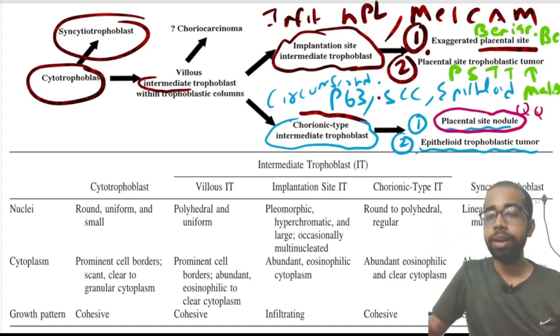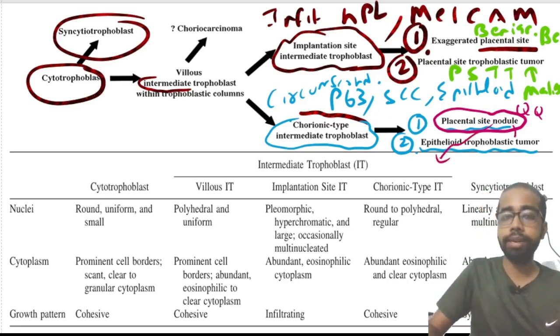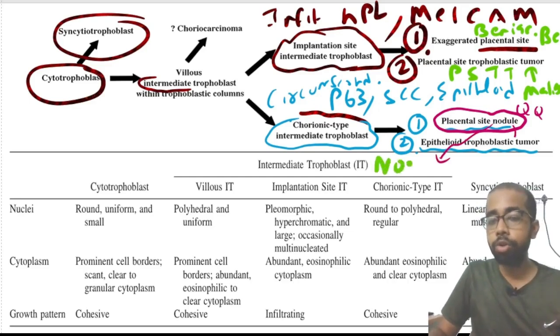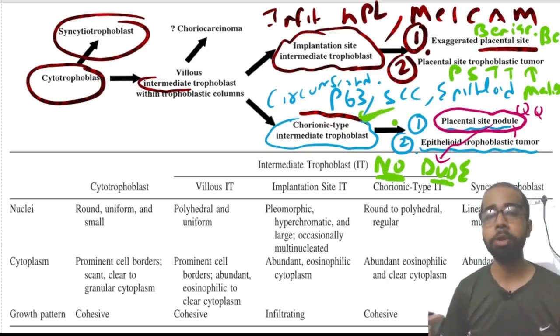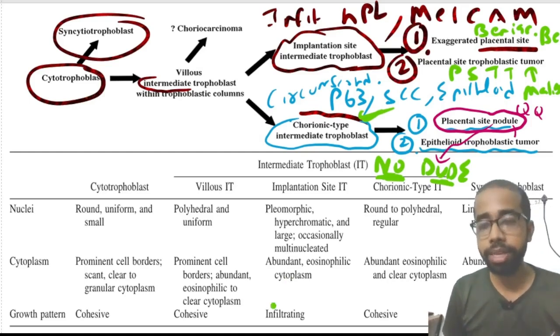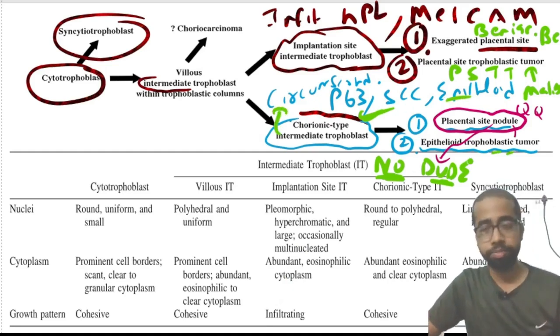You can guess that. The mnemonic I am using is that, rather than just reading placental site, please remember it as nodule. The disease is telling you it is a nodule. Don't get biased. Please don't say implantation site. I am chorionic type, right? That's the kind of mnemonic I have developed. Whenever I read placental site nodule, that's it. That's a chorionic type intermediate trophoblast. And epithelioid trophoblastic tumor, obviously you know chorionic is circumscribed. It is epithelioid, so it is giving a malignant form. Easy, right?